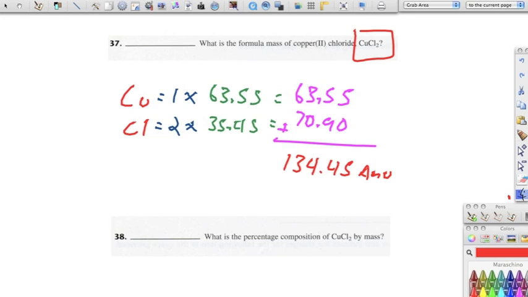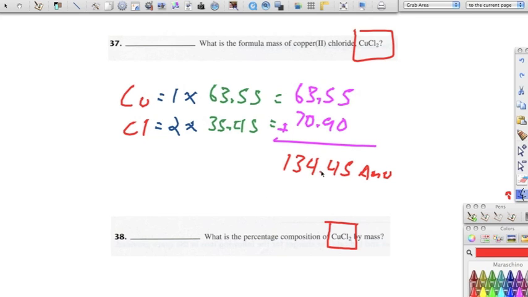All right, guys, let's go ahead and move on to number 38. Now, number 38 kind of builds on the previous question. In the previous problem, we found the formula mass. And in this problem, it says, what is the percent composition of copper 2 chloride by mass? Now, to work this out, the first step, if we were going to find any percent composition, is we would have to find the formula mass. So we've already done that, so that's why I left the work up here. Now all we're going to do is just do the percent composition part.